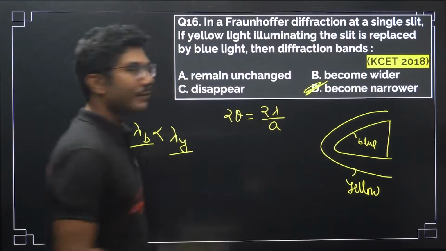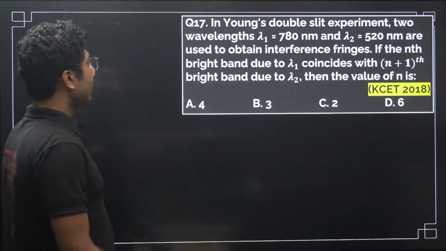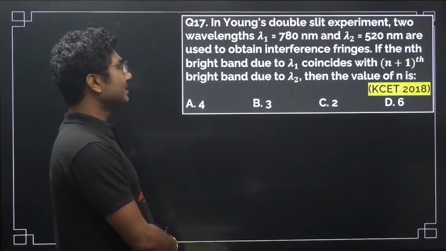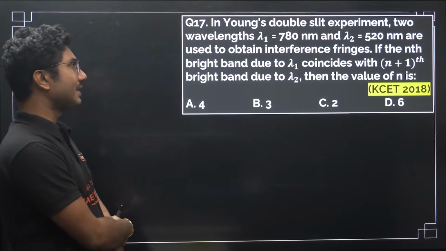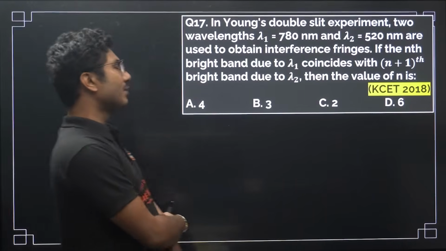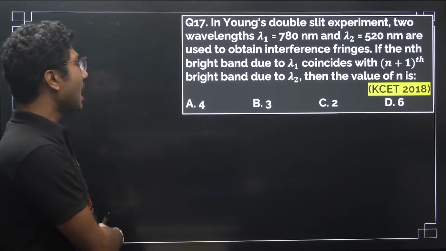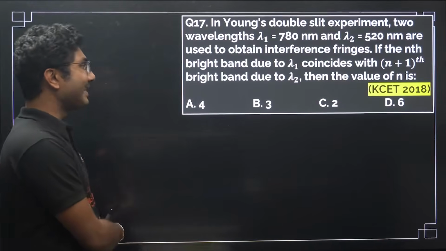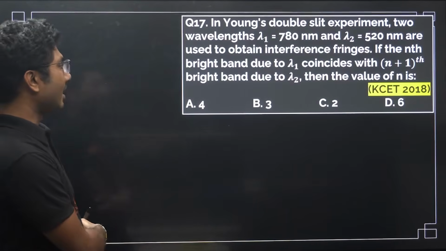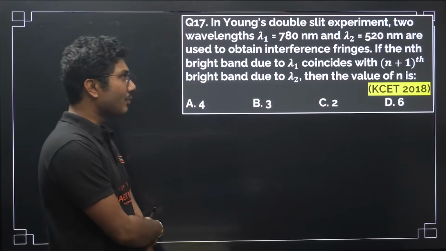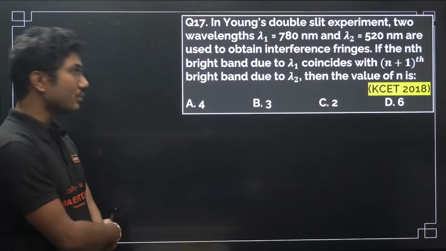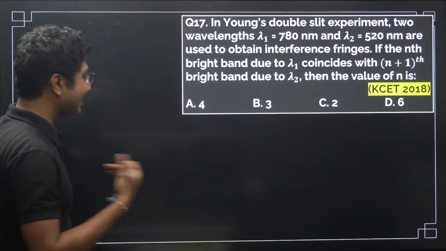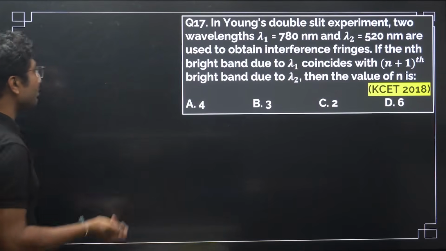Right? So bandwidth decreases. Next question. In Young's double slit experiment, two wavelengths lambda 1 equals 780 nanometer and lambda 2 equals 520 nanometers are used to obtain interference fringes. If the nth bright band due to lambda 1 coincides with the n plus 1th bright band due to lambda 2, then the value of n is... Again, I have solved this question in my lecture. If you missed it, let's solve it once more.